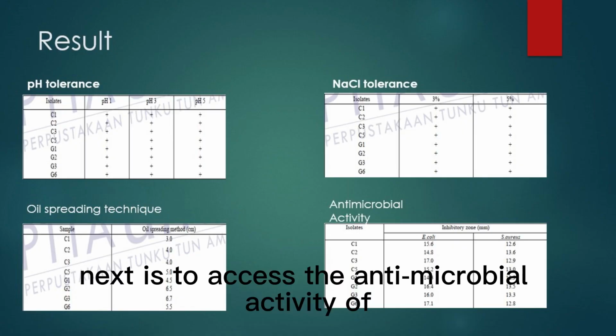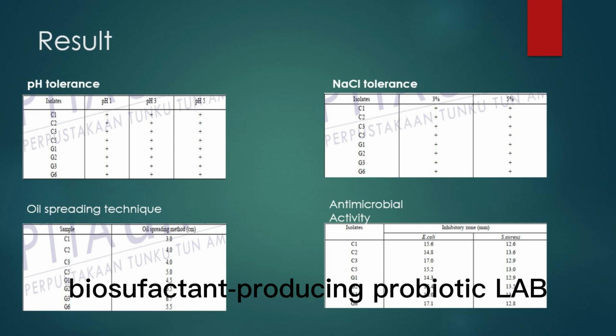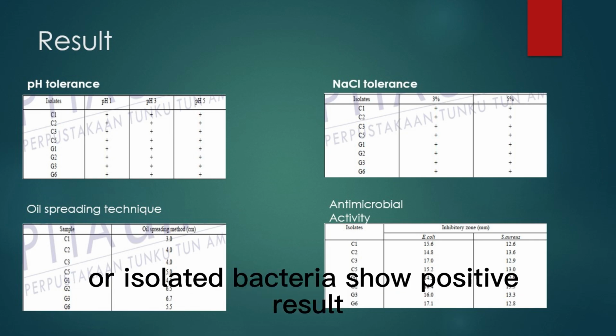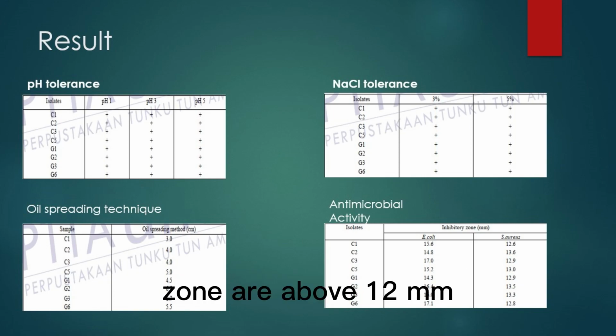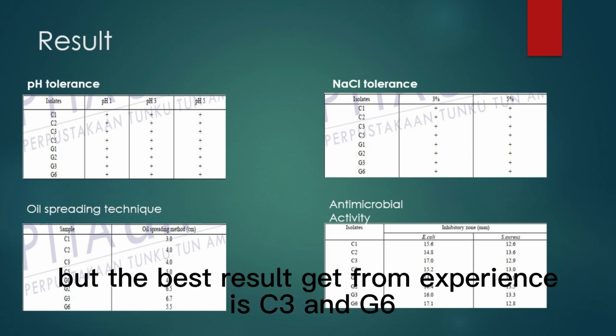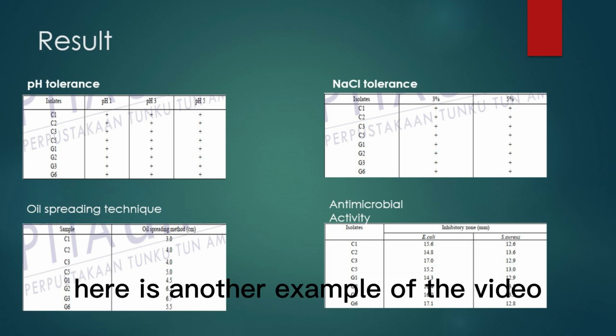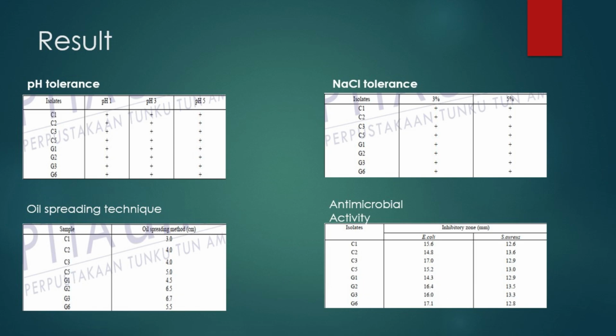Lastly, to investigate the probiotic and biosurfactant property of LAB isolated from homemade pickled vegetables, we use oil spreading technique. This technique is used to determine the presence of biosurfactant production. Based on the result, all isolated bacteria show the positive result, which all have biosurfactant production. An example of video will be shown.